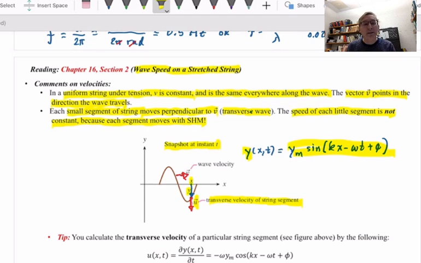Now you might be wondering, how do I know that in this snapshot, for that little piece of rope right there, when we took the snapshot, it was traveling down? How did you know it wasn't traveling up?